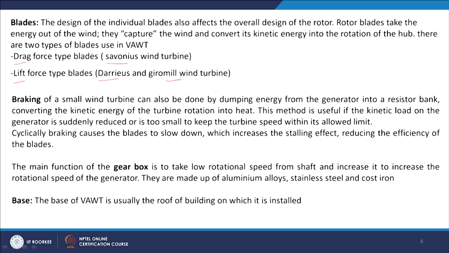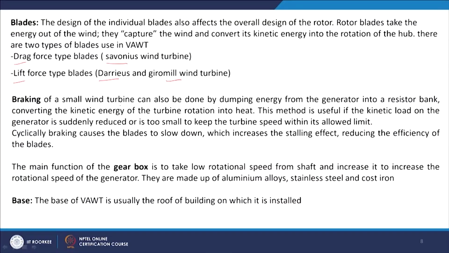And braking, we have already discussed, can reduce the high speed of the shaft, and it can also stop it when there is no wind. The braking of a small wind turbine can also be done by dumping energy from the generator into a resistor bank, converting the kinetic energy of the turbine rotation into heat. This method is useful if the electrical load on the generator is suddenly reduced or is too small to keep the turbine speed within the allowed limit we are talking about.